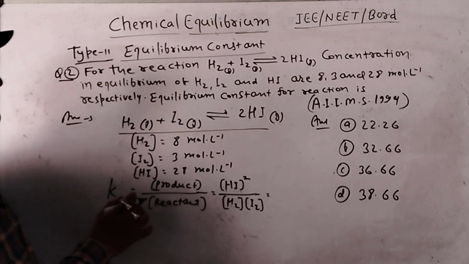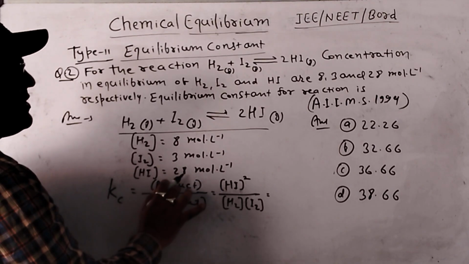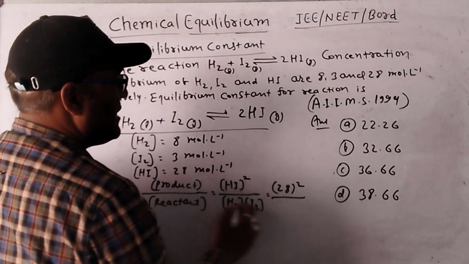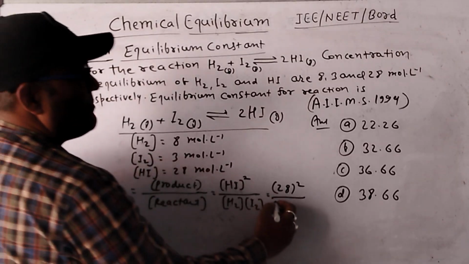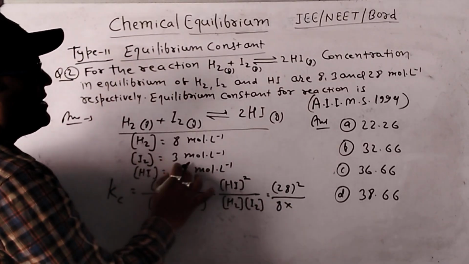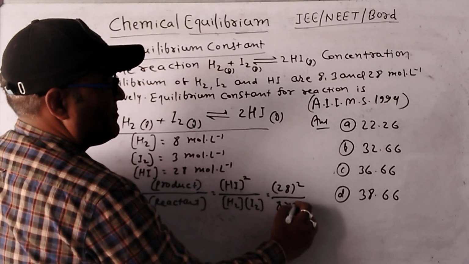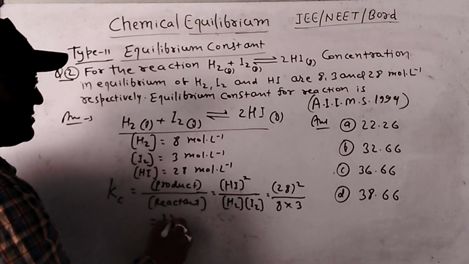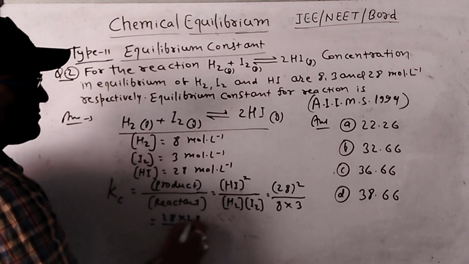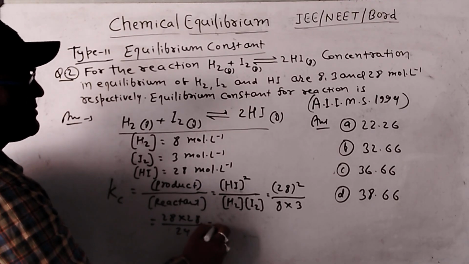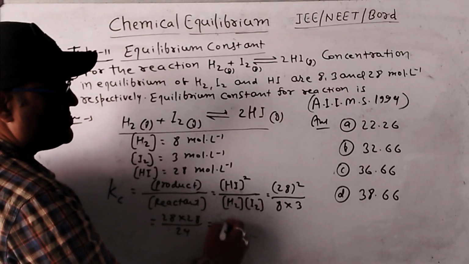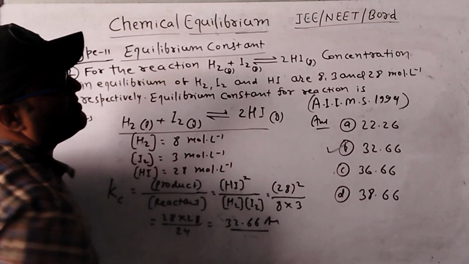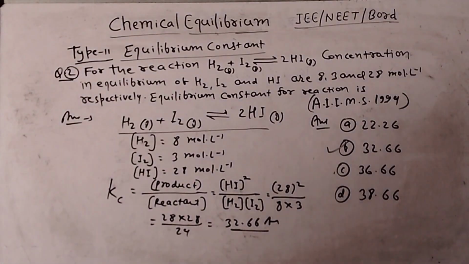So we can put in all the data. The value of concentration of hydrogen iodide is 28, so 28 square, divided by H2 8 mole per liter and I2 3 mole per liter. After calculation, 28 into 28 divided by 24. So after calculation you can check 32.66 is the answer. So option D is correct. You can take a screenshot.